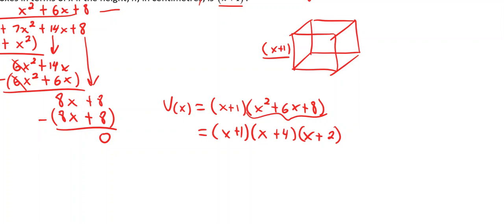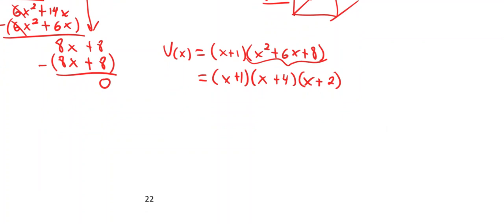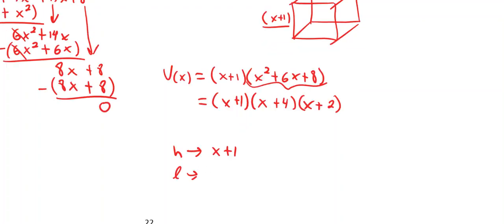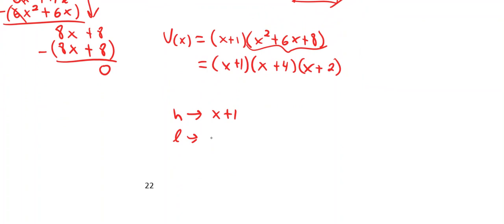So then in the end here, possible dimensions here would be our height would be, well, they gave that to us, right? x plus 1. And then our length would be, they never really told us which is which, so we could say x plus 4. And then our width would be x plus 2. But the length and the width could be the other way around. We don't really know which one's which, right?